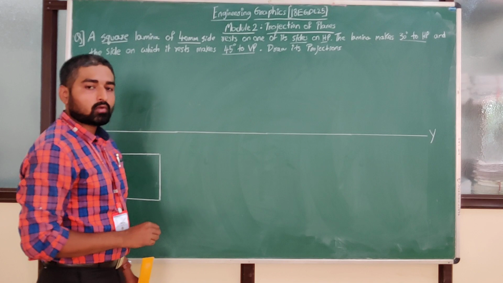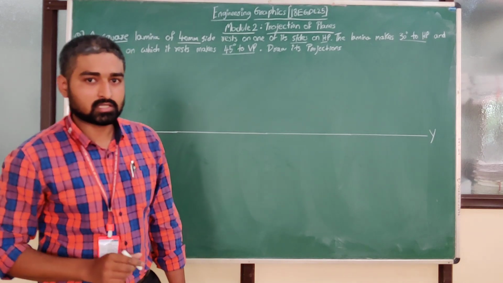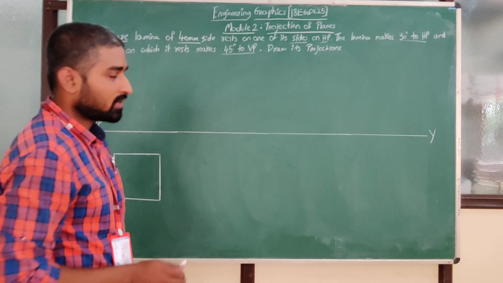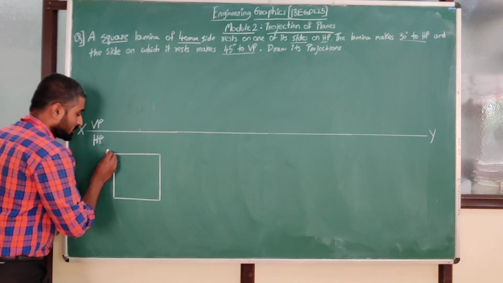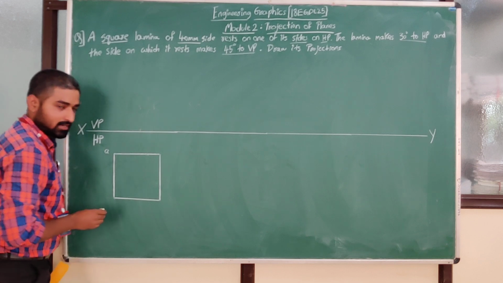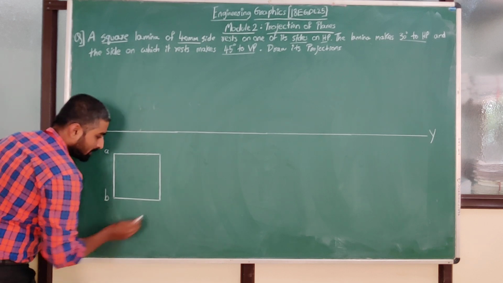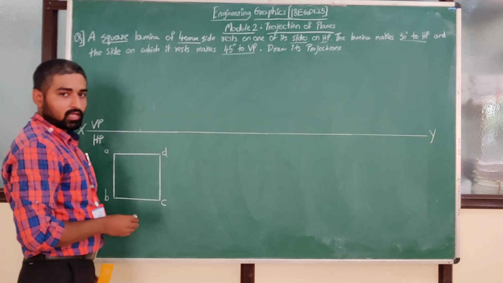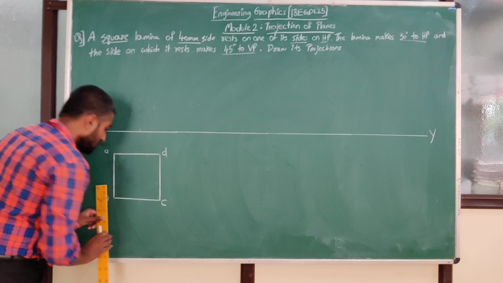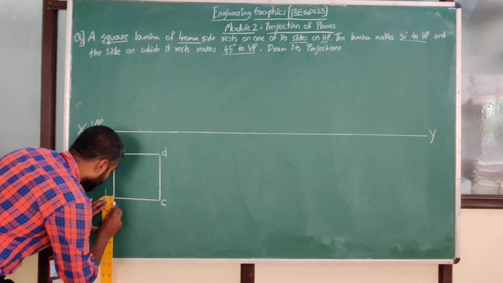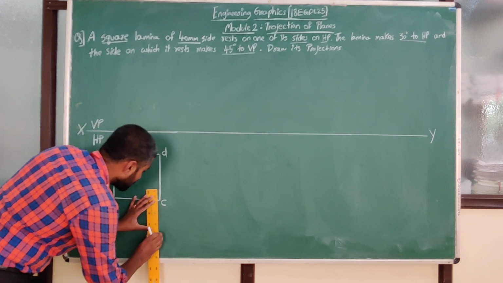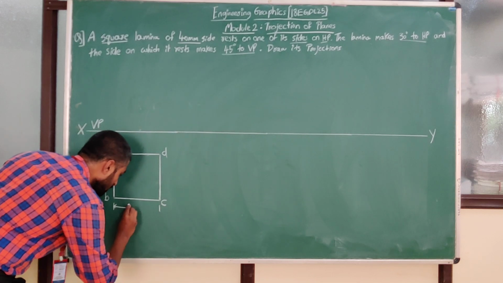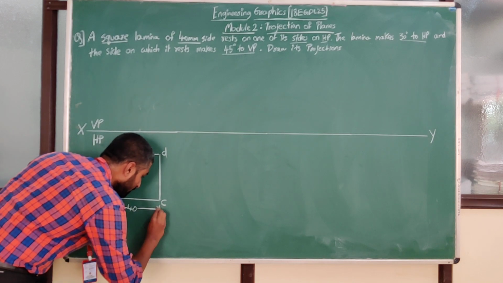Remember, whenever we start in the projection of the planes topic, we should always consider the left hand side edges. It is a very important concept. So let us start the naming from the left hand side: A, B, C and D. The representation is very important and carries a lot of marks. Here I can provide the given dimensions stated in the problem. The total length of each side is 40 mm.